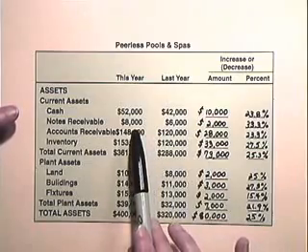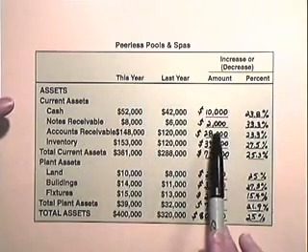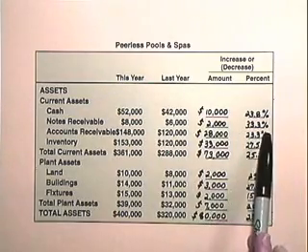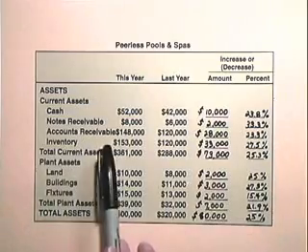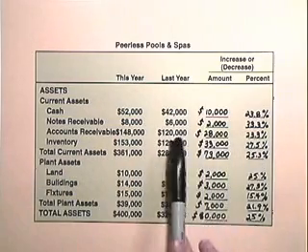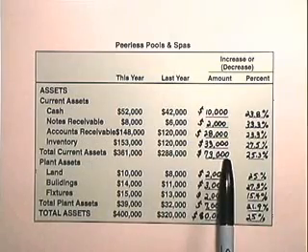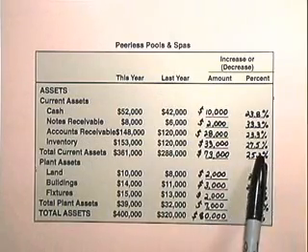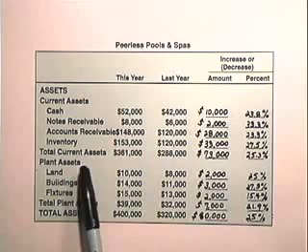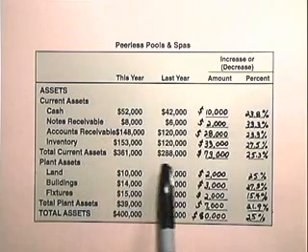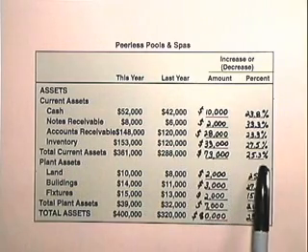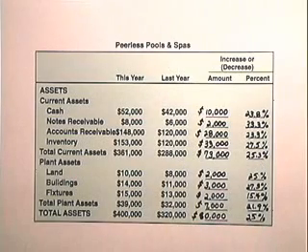Notes receivable, $8,000 this year, $6,000 last year, which is an increase of $2,000, and $2,000 is 33.3% increase. Accounts receivable increased by $28,000, which is 23.3% of last year's value. Inventory increased by $33,000, which is 27.5% of $120,000. So the total current assets this year, $361,000, last year, $288,000, which is an increase of $73,000, or 25.3% of $288,000.